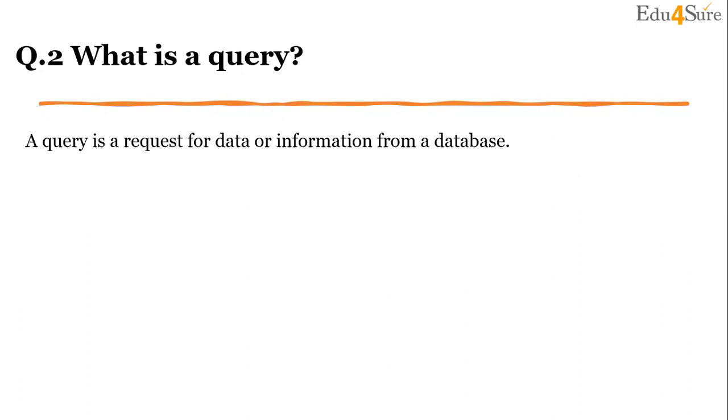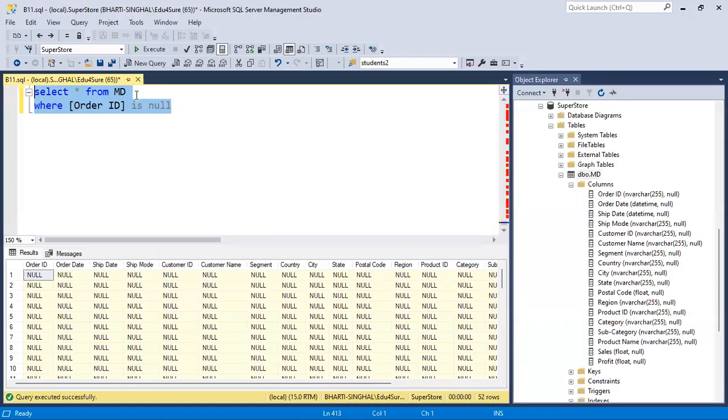Question number 2, what is a query? A query is a request for data or information from a database. Basically in the previous question, we wrote this, select asterisk from MD where order ID is null. So this is a query. We are writing this command, this query, to fetch some information from the database. So this is the answer to the second question. If you know this practically, I think you can frame this, right?